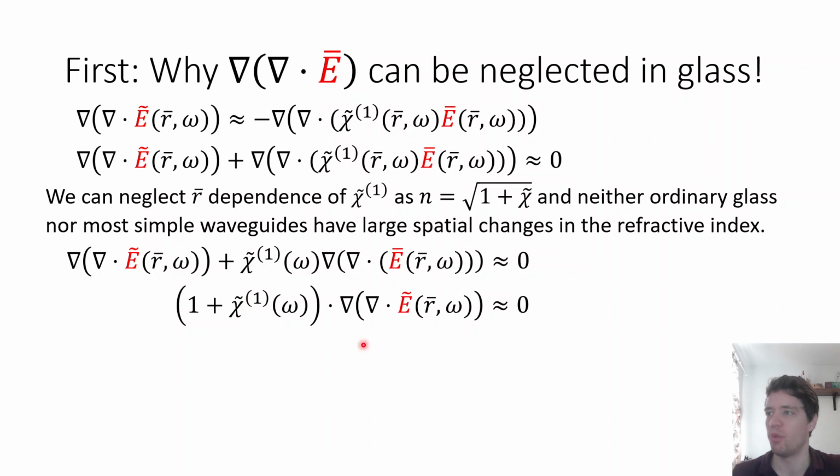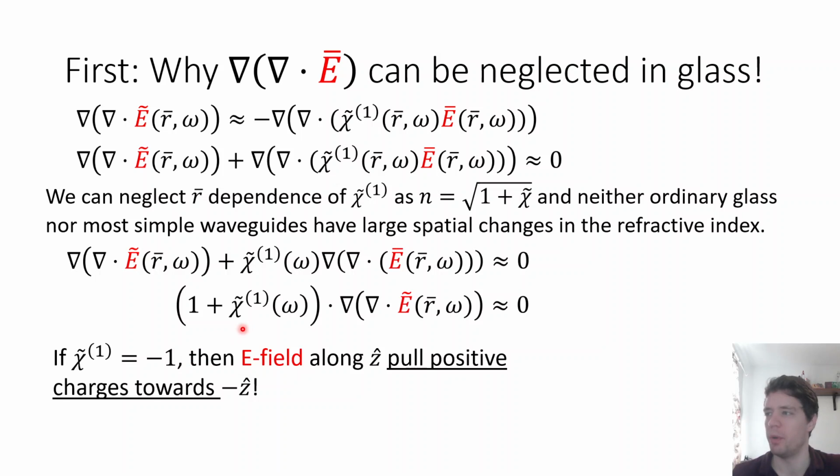Then we can note that we can factor out these gradient divergence terms in this way here. That gives us two factors, which when multiplied together should give us approximately 0. So if that's the case, then one of these must be very close to 0. Now if we look at the first one, we can see that if this one is 0, then it requires chi1 to be equal to -1.